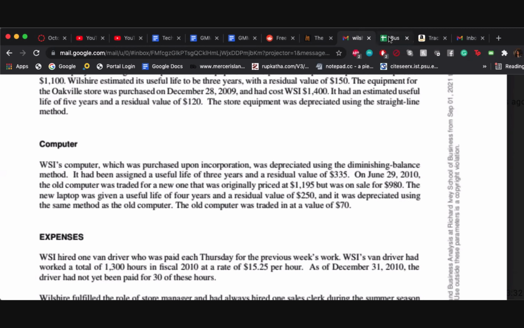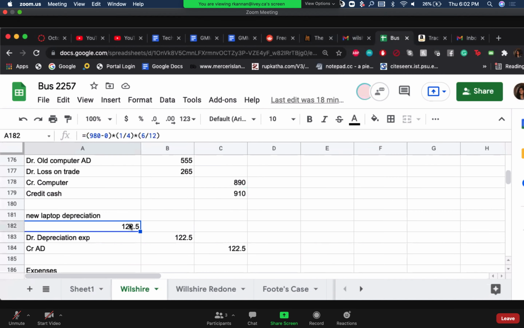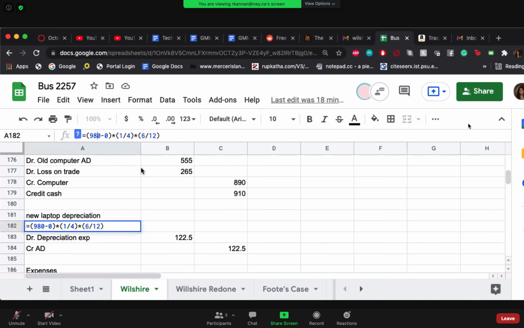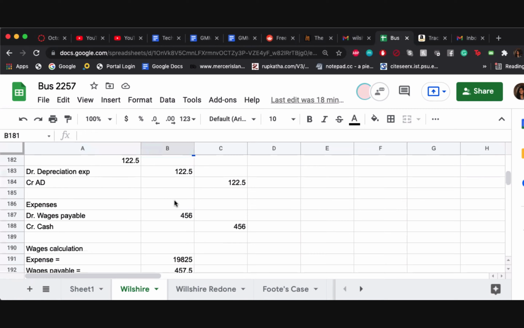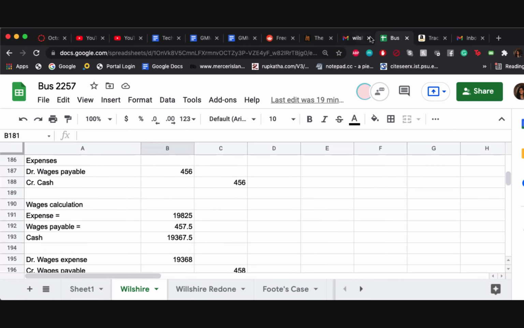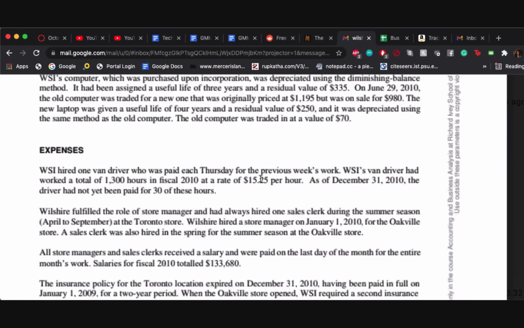So for new laptop depreciation, pretty much the same thing. Because there's no residual value, you do 980. It's the same formula. You just get the useful life, and then you do your depreciation expense and credit 80. Next up, moving to expenses.